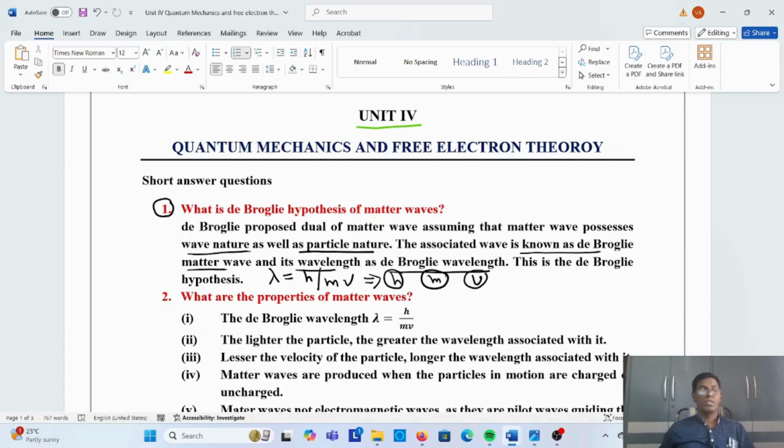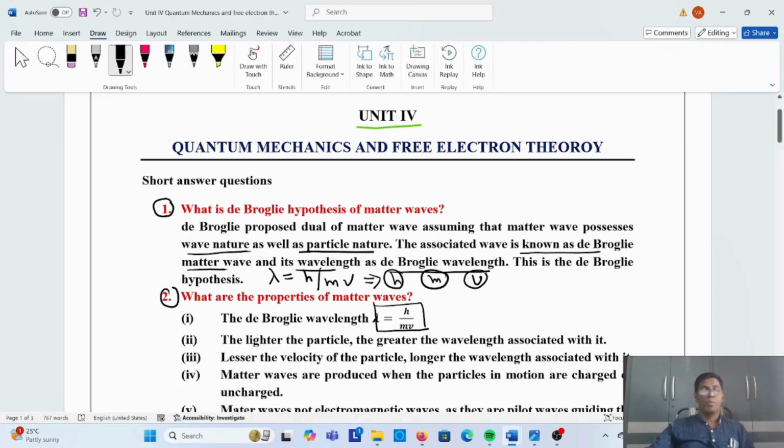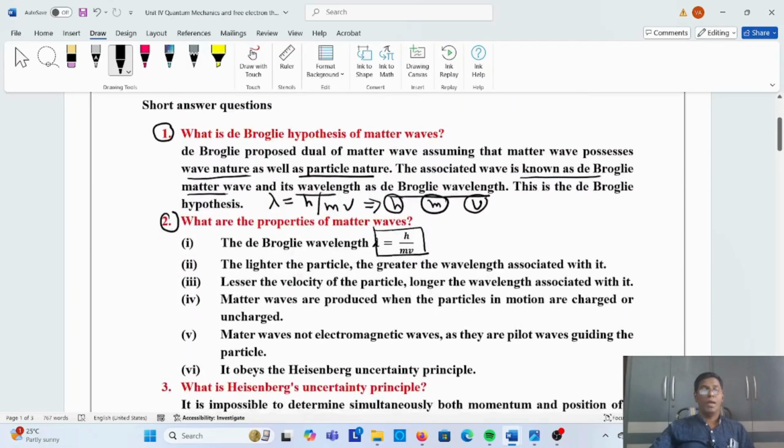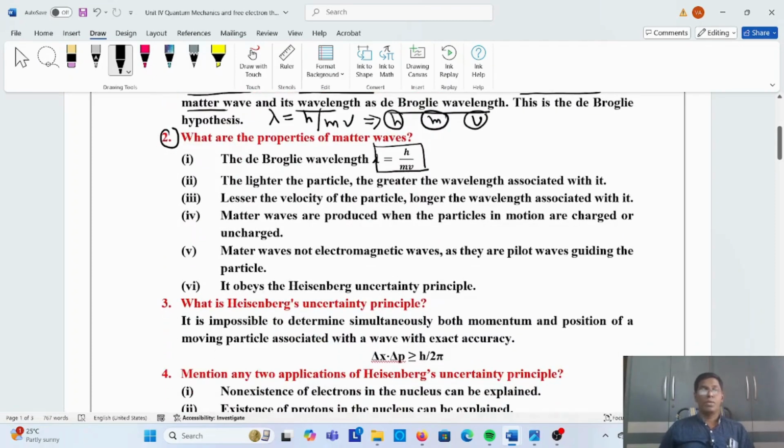Now the second question is, what are the properties of matter wave? From the equation lambda is equal to h divided by mv, we are concluding the properties of matter wave. The second property of the matter wave is, if the particle mass is low, or the lighter the particle, greater will be the wavelength. We can revert this property: the lighter the particle, the more wavelength we get. This is the third property.